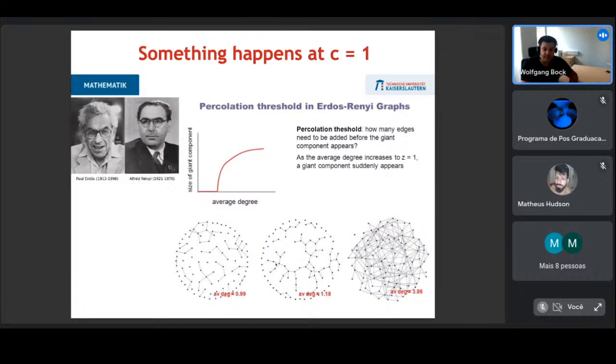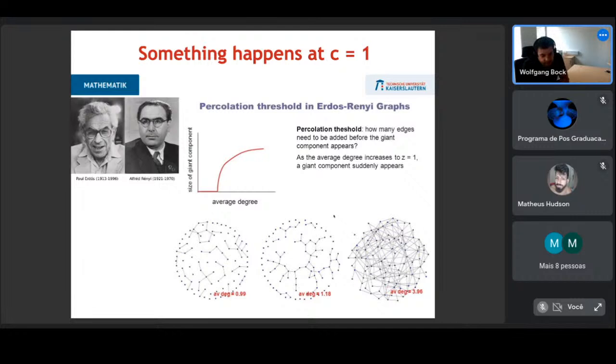Suddenly there appears a giant connected component, and the larger the degree of the nodes, or the larger C, which is actually a connectivity parameter, the worse it is. At a connectivity parameter of one, you jump. This is called the percolation threshold: how many edges are needed before the giant component appears. And you have a sudden appearance of this.